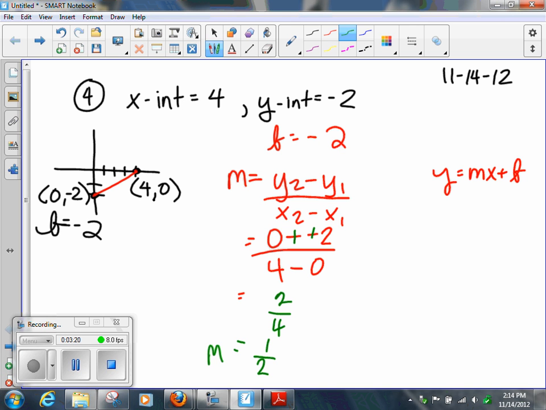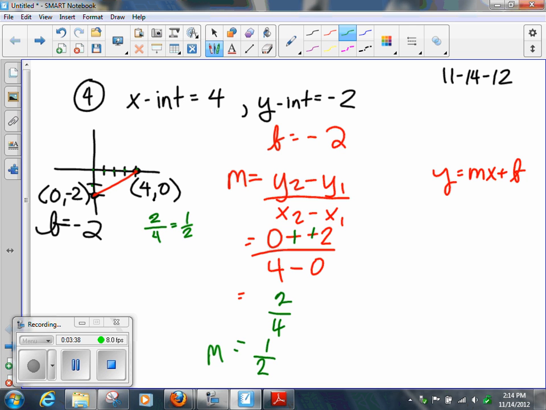I thought you said we can do something with the blue and count up. You can. You can do rise over run. If I count up, I'm counting up 2. I'm counting right 1, 2, 3, 4, which is 2 over 4, or 1/2. Okay? Now, that's my slope, 1/2.